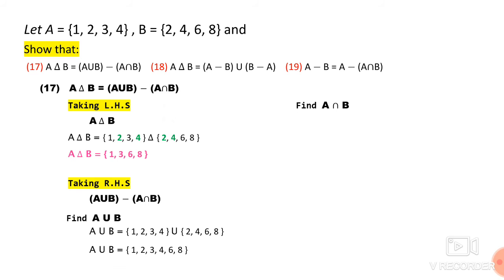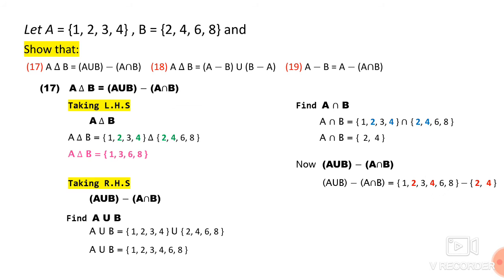Now A intersection B. When finding the intersection, we just write down the common elements. So A intersection B is just 2 and 4. Now we have to find the difference of A union B and A intersection B. Set A union B is 1, 2, 3, 4, 6 and 8, and set A intersection B is just 2 and 4.